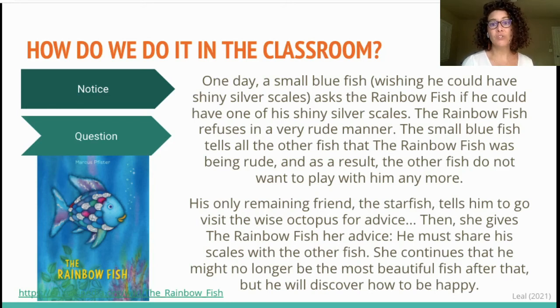When the rainbow fish encounters the little blue fish for a second time, the rainbow fish shares one of his precious silver scales and sees the little fish's joy. Very soon, the rainbow fish is surrounded by the other fish requesting scales, and he shares one of his shiny silver scales with each one of them. Soon, everyone in the ocean has a shiny scale, including the rainbow fish. The rainbow fish is finally happy, even though he only has one shiny scale left. This is the gist of the story.